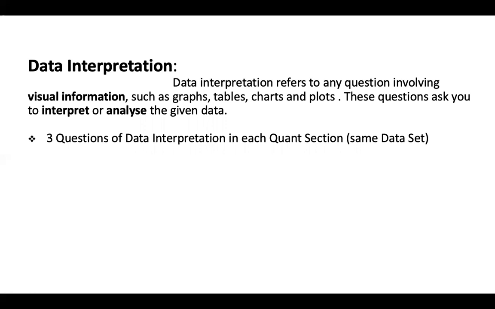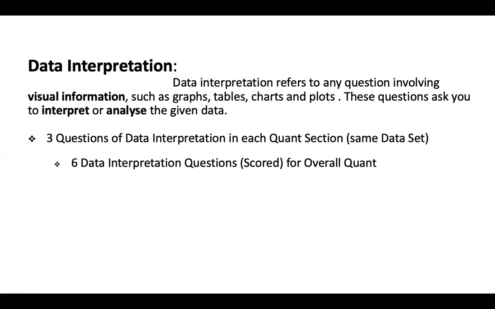So basically, there are four scored sections, in which two are scored quant sections and two scored verbal sections, and there is one unscored or experimental section. Because there are three questions in each of the quant sections for data interpretation, if I consider two scored sections of GRE Quant, there will be 6 data interpretation questions overall. And as there are 40 questions, if I consider the percentage of data interpretation, that will be something around 15%.